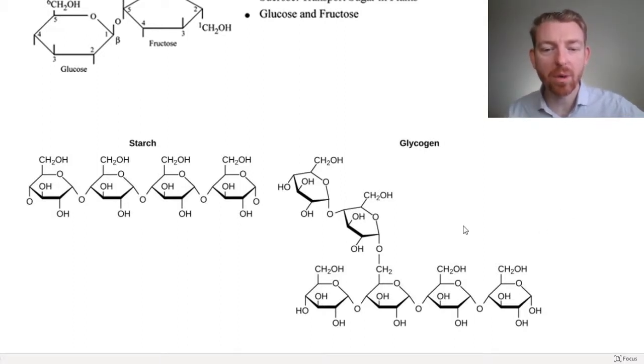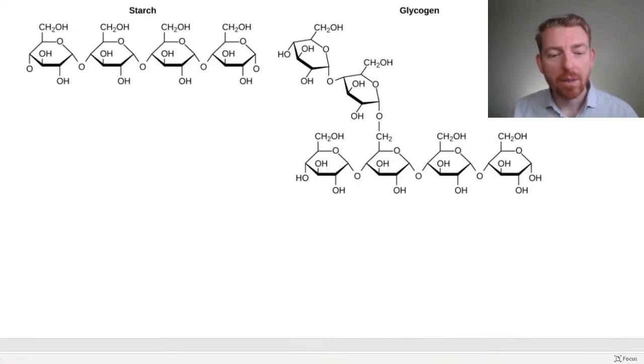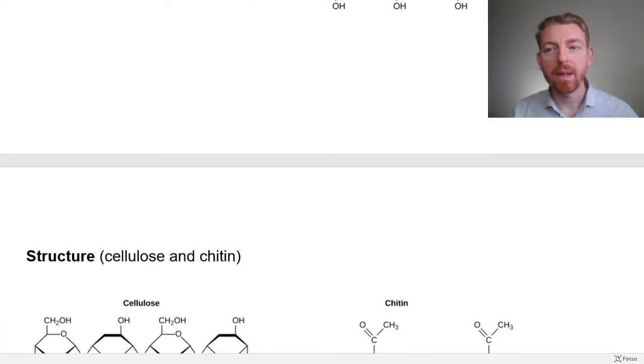Again, it's just to store energy, really, that makes it available. We can use an enzyme to break these apart into glucose molecules again, which our body can use for food. So there's energy storage. The other major reason why plants and animals would use polysaccharides is for structure.